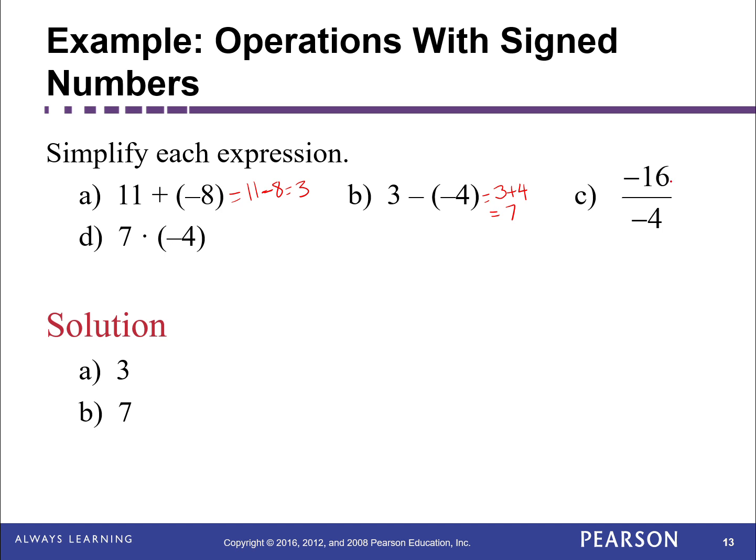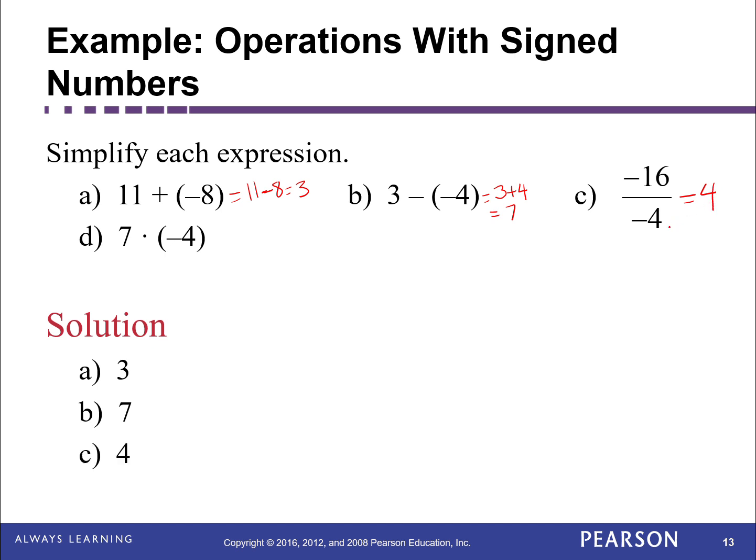Now, I have a division here. Okay, the division of 16 and 4 is 4. I have the same sign. Remember, division works just like multiplication. If you have the same sign, it turns out positive. So negative 16 divided by negative 4 should give me a positive 4.